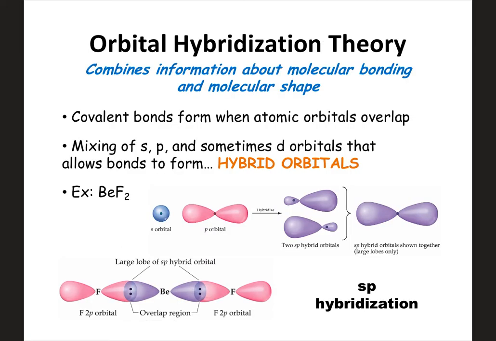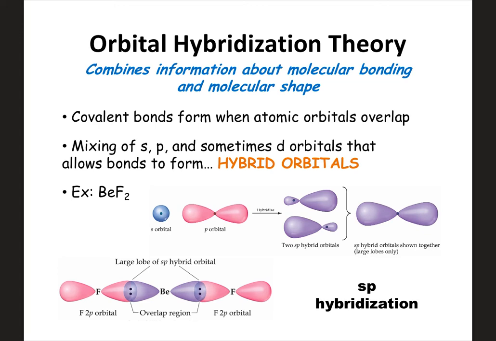So I also want to do hybridization here real quickly. This orbital hybridization theory, you're not required to know a ton about the theory or the background. You're more or less required to know how to use this or give the hybridization of a particular dot structure. But the basic gist is that the orbital hybridization theory takes information about bonding and shape and puts it all together.